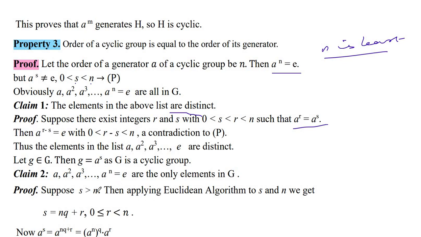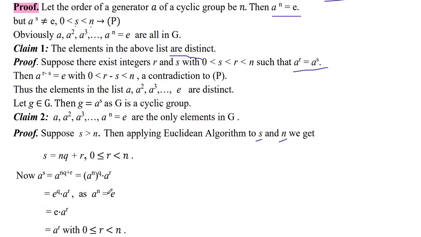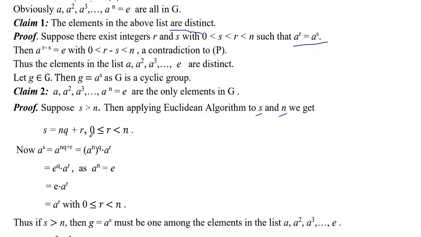So suppose for s greater than n, you have a^s belonging to G. I have to show that g can be only one among these and not other than these, that is, s cannot be greater than n. Now we apply the Euclidean algorithm. Whenever you have two integers in your hand, you can go for the Euclidean algorithm. So we apply it to these two integers s and n. We can find integers q and r such that s = nq + r with 0 ≤ r < n.